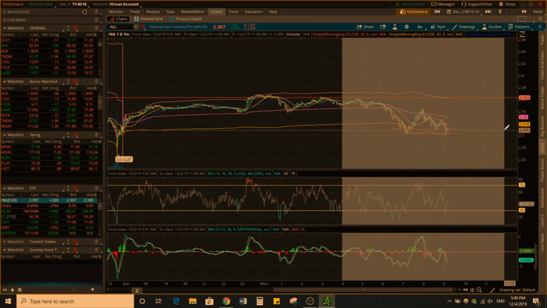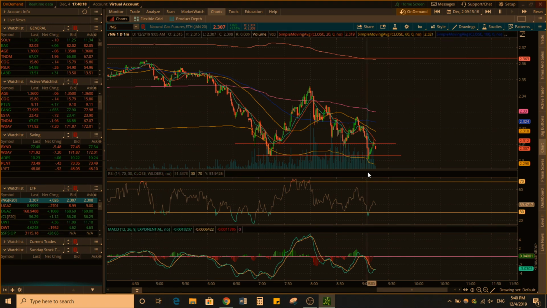Oh, did something happen with NG? Okay, looks like it got rejected by that previous support, now new resistance. Ah, jeez. Okay, yeah, that's not enough margin of profit for me. I would want to wait for it to go up even more.